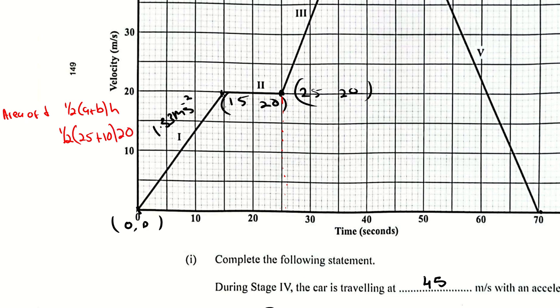Right, so you just put exactly that in your calculator. 1 over 2, open bracket, 25 plus 10, close bracket, multiply by 25, you're going to get an answer 437.5 meters squared. And that would be your answer for the distance traveled for the first 25 seconds.